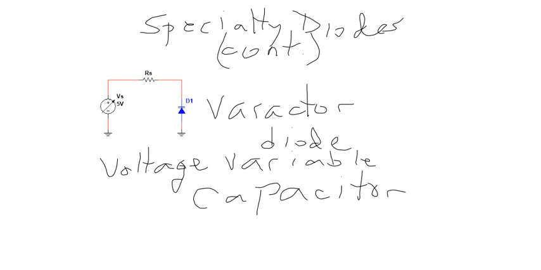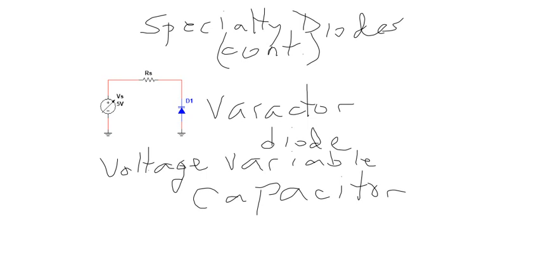Notice I put a variable supply here. If I vary that supply, I change the capacitance of the diode. Now, all diodes have capacitance. In the other types of diodes, where we're not making use of that capacitance, we call it a parasitic capacitance, like a parasite, something we want to get rid of. It slows the diode down from changing back and forth between forward and reverse bias. But in the varactor diode, we actually make use of that capacitance.